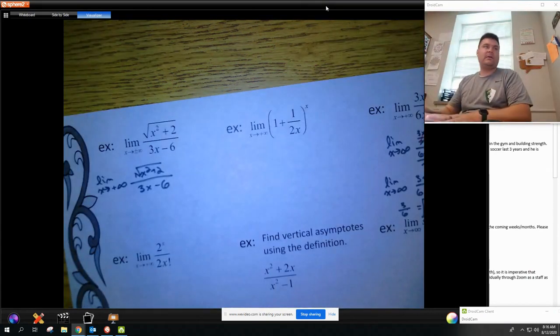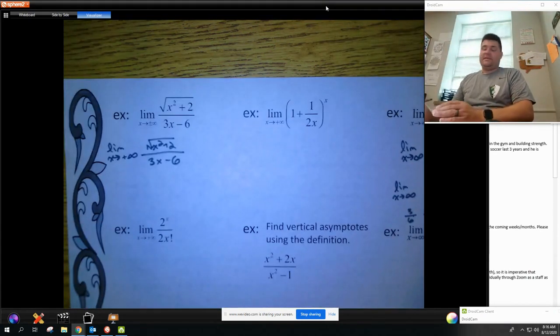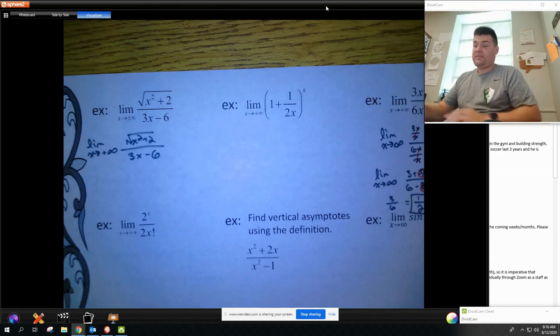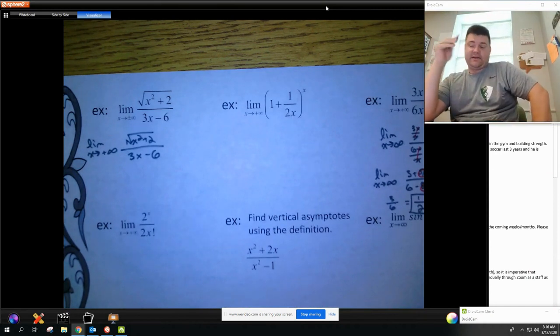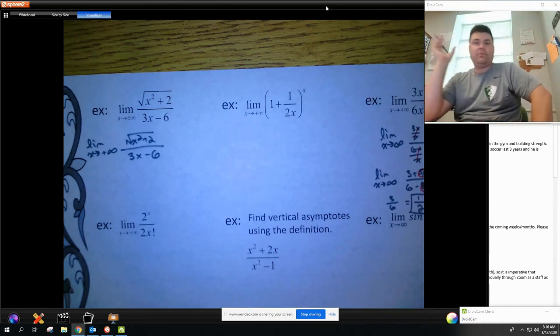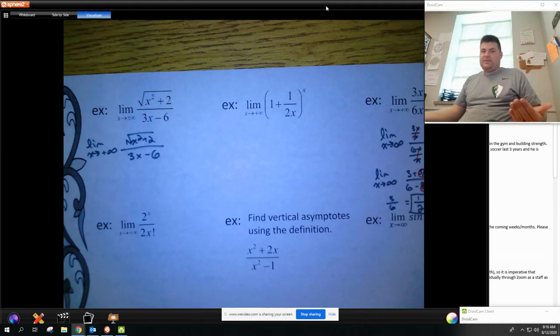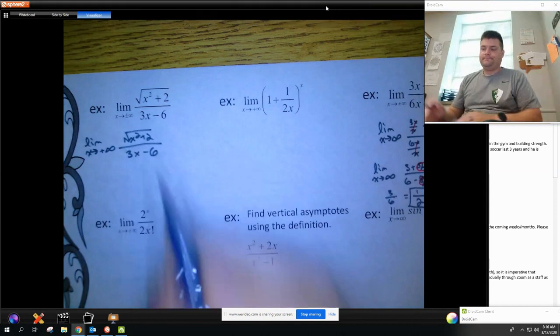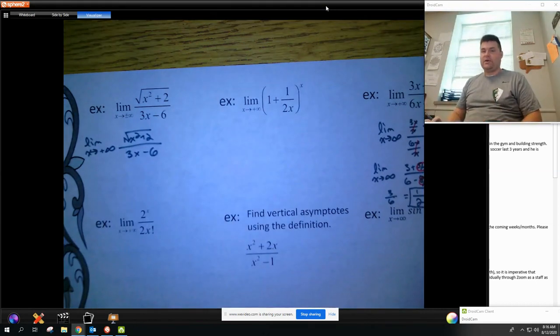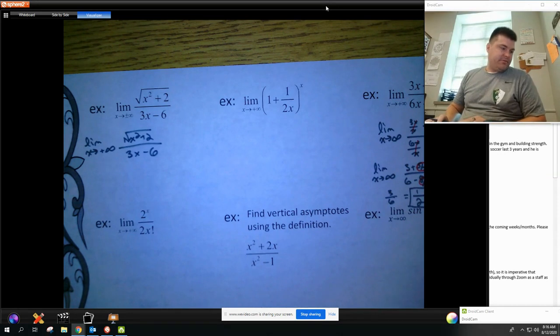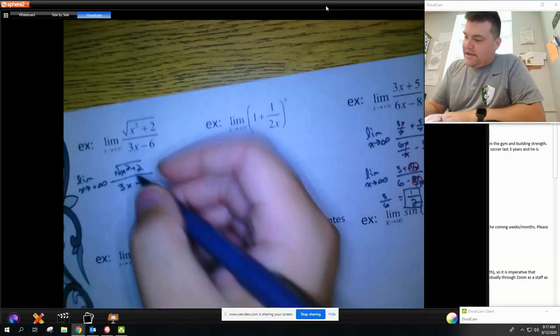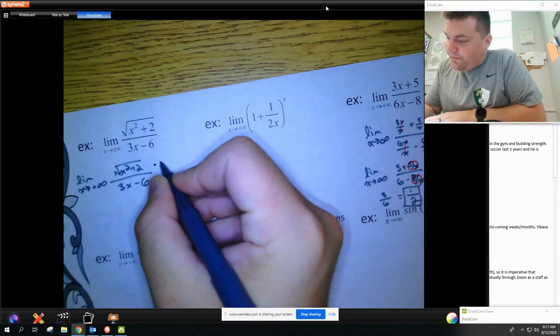All right, so I need to find the highest power. Now you'd think that the top one's the highest power, and I hear the lot, oh, it's x squared. What's over the x squared? It's a square root. What's the square root of x squared? It's x. So the highest power on top is an x. What's the highest power on the bottom? Also an x. What's my highest power? It's x. So as I go through this, I'm actually going to multiply this by 1 over x.